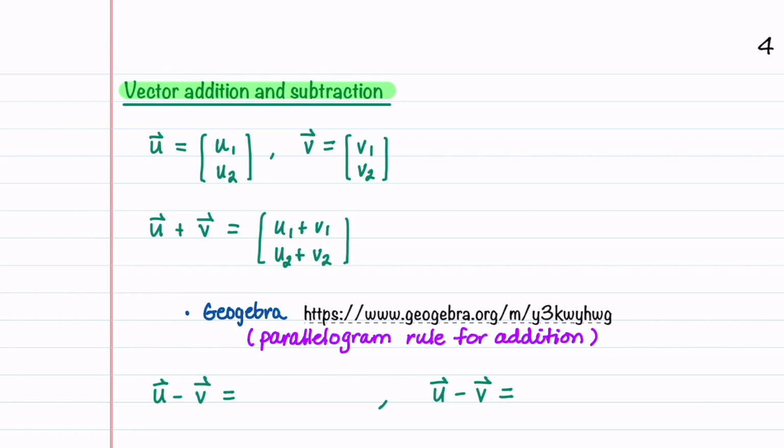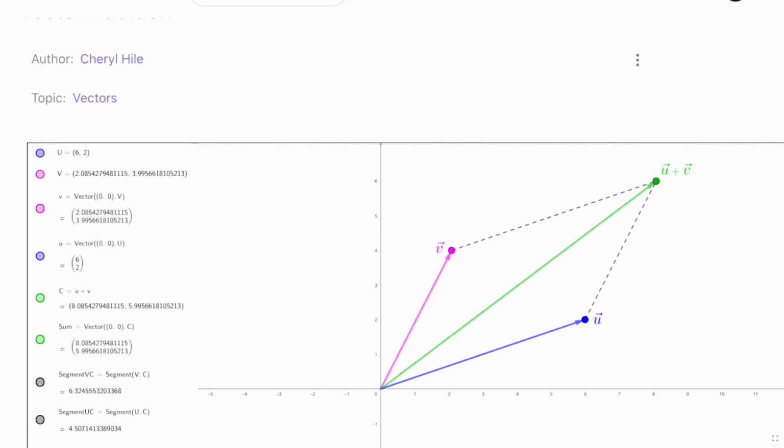We can use GeoGebra to see how to add two vectors graphically, and to do this, we'll use the parallelogram rule for addition. We'll start with two vectors whose initial points are at the same point. We then construct a parallelogram using the vectors as adjacent sides. The diagonal of the parallelogram represents the sum of the two vectors.